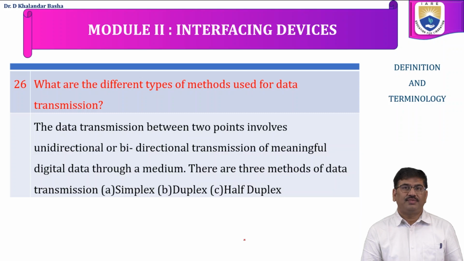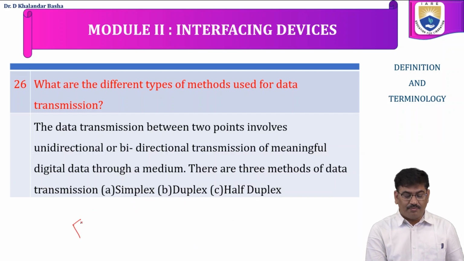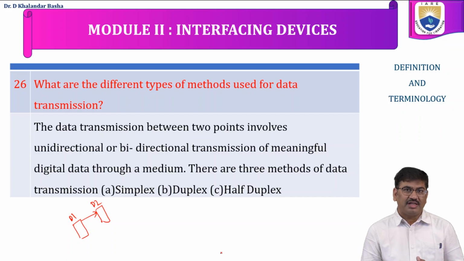What are the different types of methods used for data transmission? The data transmission between two points involves unidirectional or bidirectional transmission of meaningful digital data through a medium. There are three methods of data transmission: simplex, half-duplex, and full duplex. In the simplex method, from device 1 to device 2, we can have the data transfer. No data will be transferred from D2 to D1.